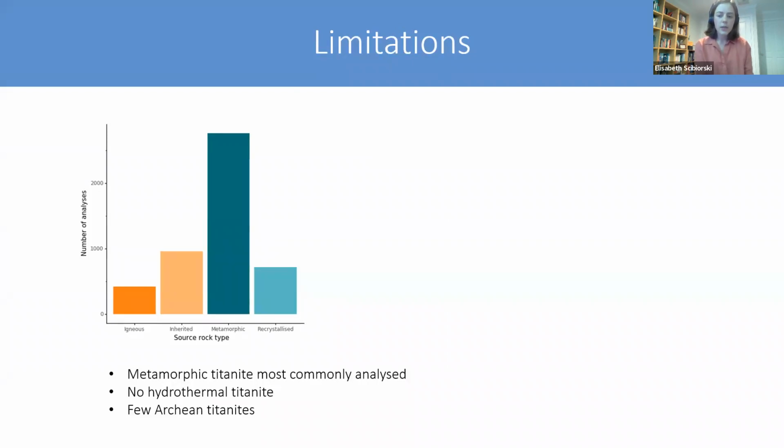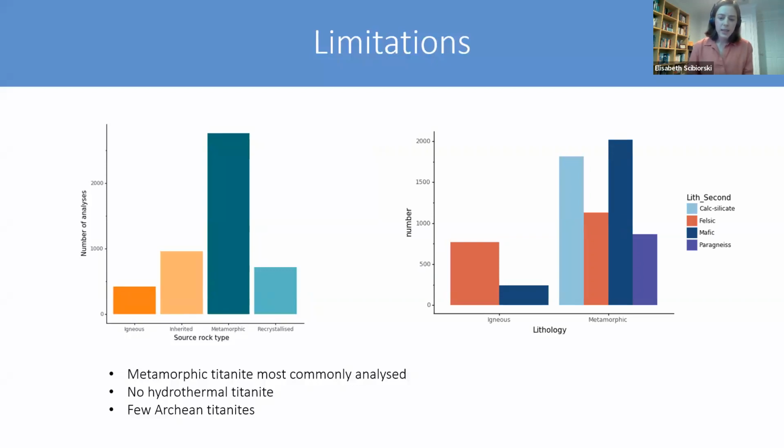So as we've already seen, titanite is quite common in metamorphic rocks, and it's also a good chronometer for metamorphism. So that's just what a lot of studies seem to be paying attention to. I think that's just what the community is analysing. I also want to point out that the study doesn't include any titanite from hydrothermal rocks, so things like skarns, because the effects of fluids really complicate things. And then also due to just a lack of publications, the data set doesn't contain many samples from Archean rocks.